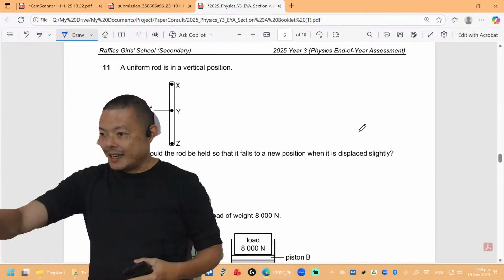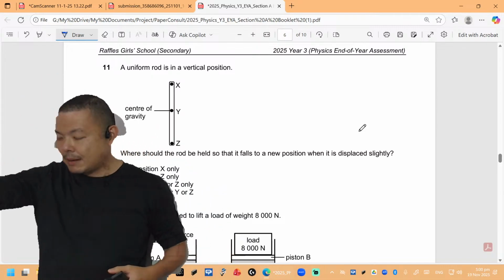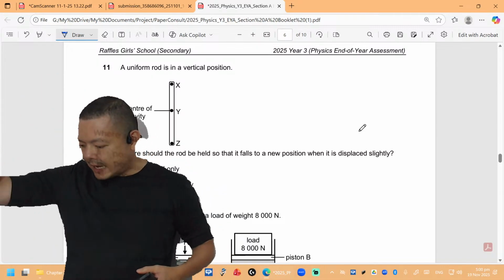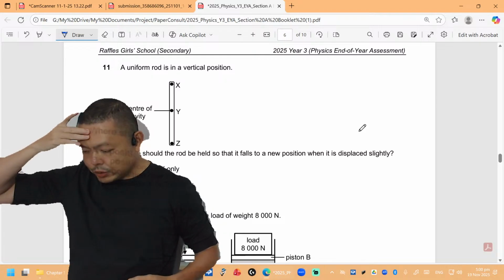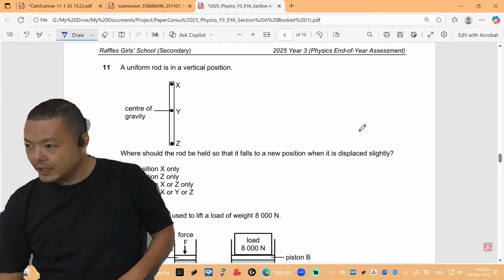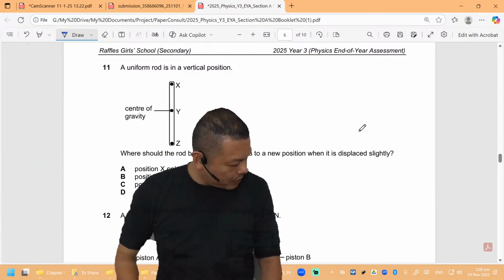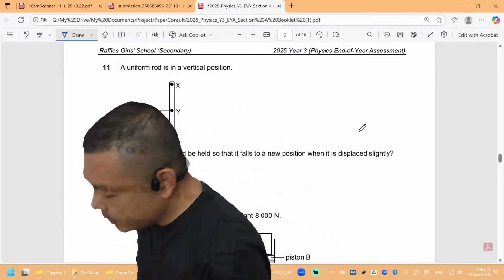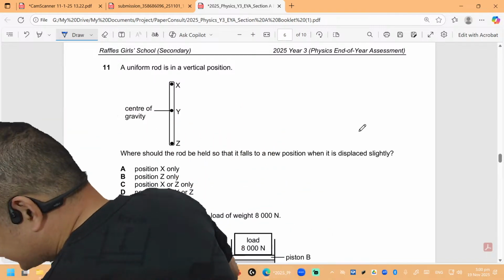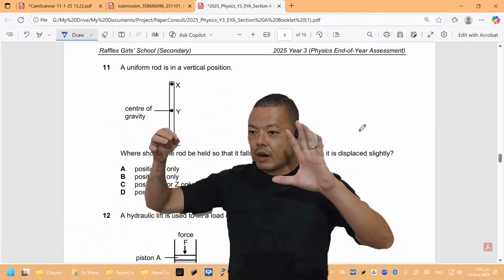This thing here is called neutral, stable, unstable equilibrium. Something that you don't know whether you have learned or not. You did. Okay. What's unstable? I'll use a ruler as an example. Where's my ruler? Okay, ruler. Where's the center of gravity of this ruler? Where?